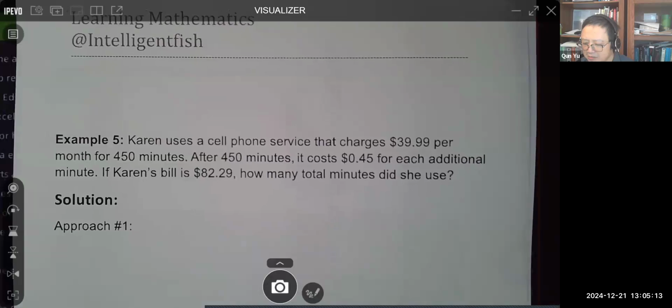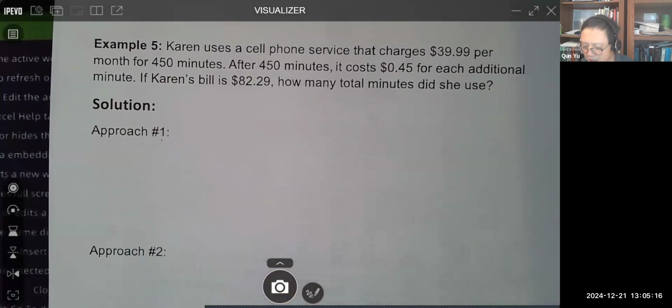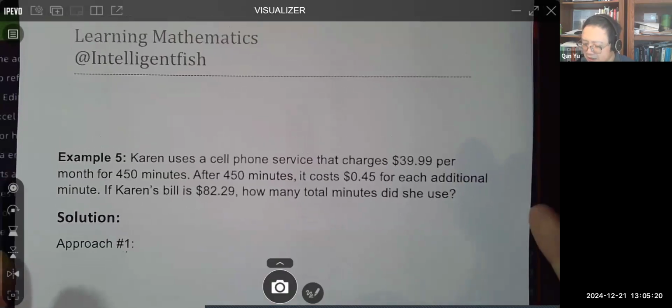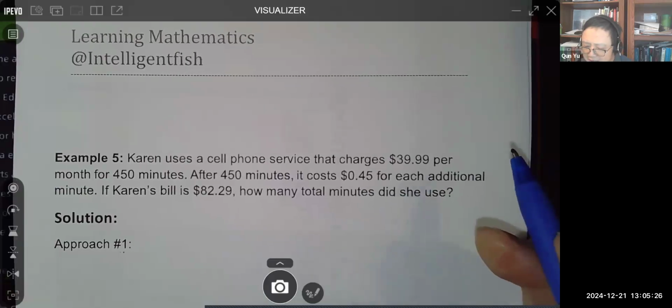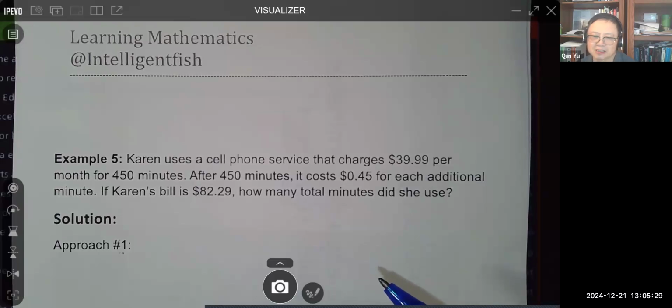Now another application problem. We're going to have two different ways to solve it. Essentially, they are the same because you have the same problem, but just a different way to represent the information in the description. Karen uses a cell phone service that charges $39.99 per month for 450 minutes. After that, it will cost $0.45 for each additional minute. If Karen's total bill is $82.29, how many total minutes did she use?